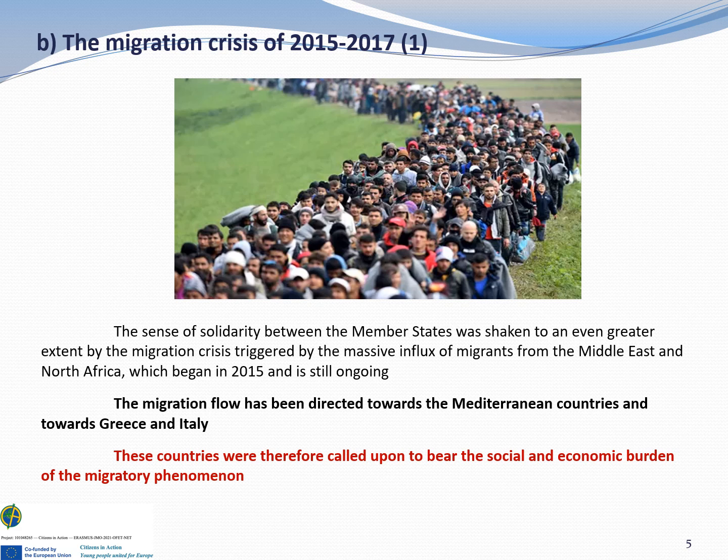These conflicts have caused the weakening of territorial control by state structures and the exodus of the civilian population from the theaters of conflict. The migration flow has been directed, for obvious geographical reasons, towards the Mediterranean countries and towards Greece and Italy. These countries were therefore called upon, to a large extent, to bear the social and economic burden of the migratory phenomenon. The crisis was managed and is still managed by the countries of arrival.